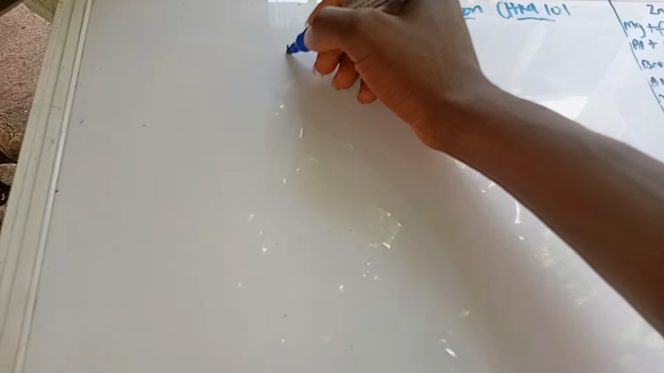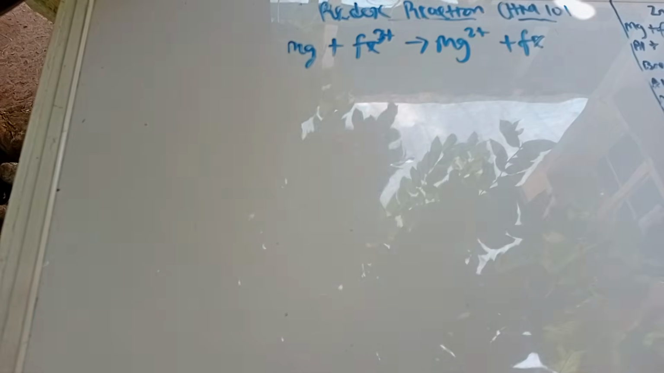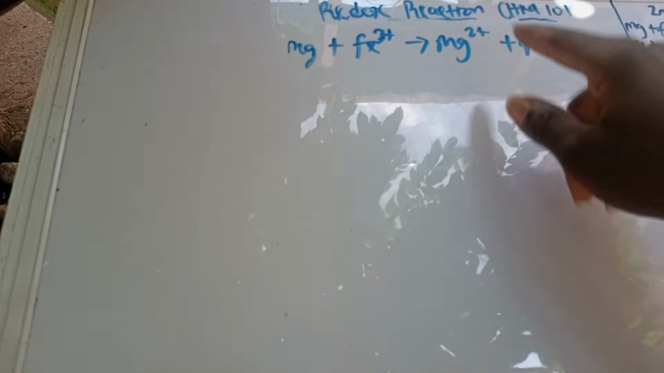Now, in the second question, we have Mg plus Fe3+ to give us Mg2+ plus Fe. Looking at this equation, for us to write the half reaction, let's first check which one undergoes oxidation and which one undergoes reduction. You can see the charge on iron on the left side is 3+. On the right side, it's just 0, which means iron is reduced.